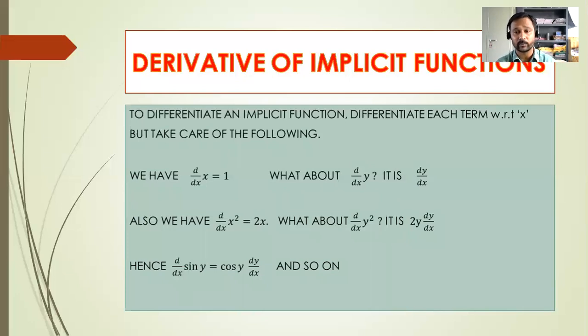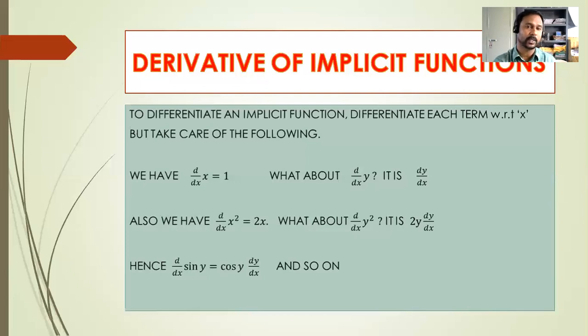What is d by dx of y square? Following d by dx of x square as 2x, d by dx of y square is 2y, right? But since the variable is y, again using chain rule, its derivative should be multiplied along with that. Therefore, d by dx of x square is 2x, but d by dx of y square is 2y into derivative of y. That means dy by dx.